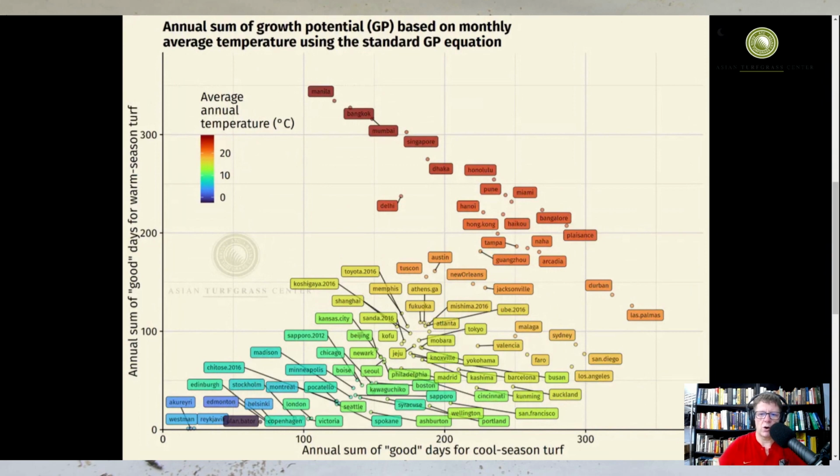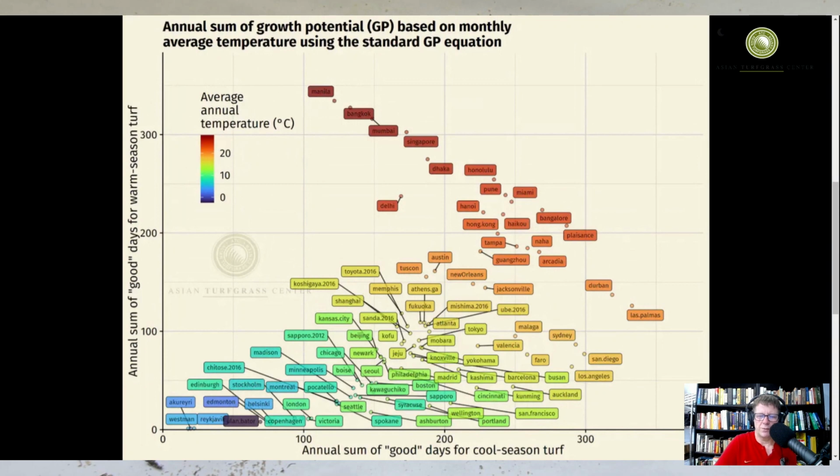Not all of them got plotted due to overlap issues because there were so many places that I tried to put on one chart. And on the horizontal x-axis, I have the annual sum of good days for cool season turf. So this again is that summing of the growth potential.